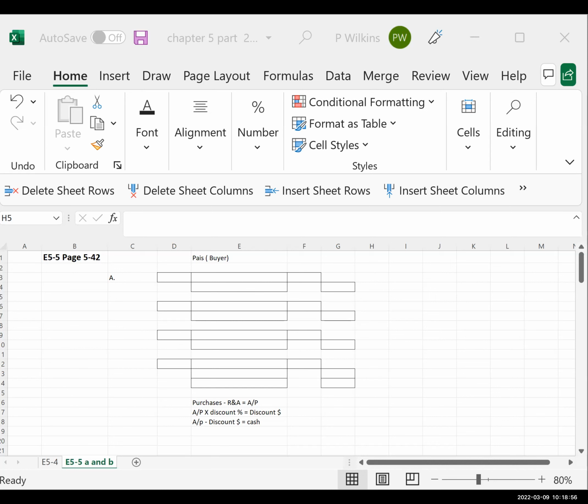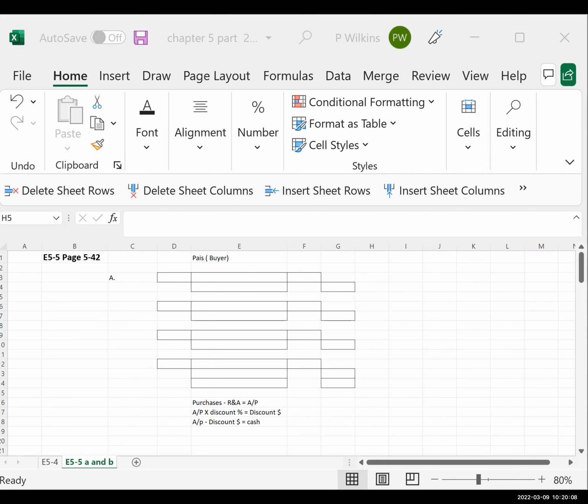So A is prepare separate entries for each transaction on the books of Pius Company. So we're going to do Pius Company first. And if we look at it, we know that Pius Company is the buyer because it says Pius Company purchased. We know Pius is the buyer, so we are going to go through the paragraph one by one and do each piece as we come up to it.